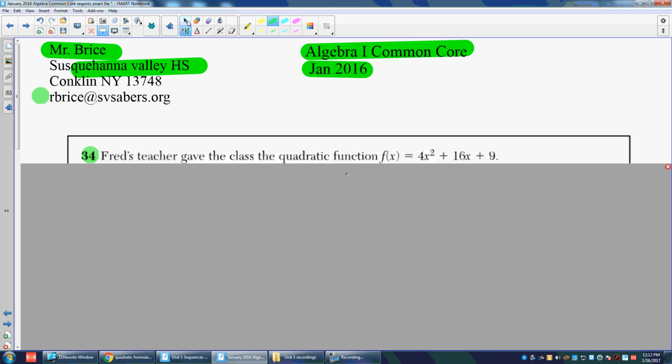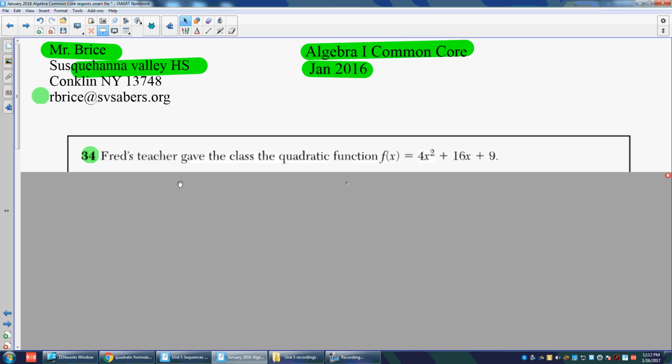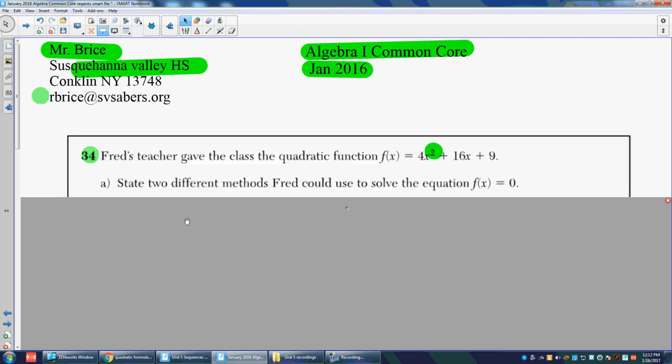So, question number 34 says, Fred's teacher gave the class the quadratic equation f of x equals 4x squared plus 16x plus 9. It's a quadratic equation because of the square. State 2 different methods Fred could use to solve the equation f of x equals 0. So, when is this going to equal 0? We only have to state 2 of them.